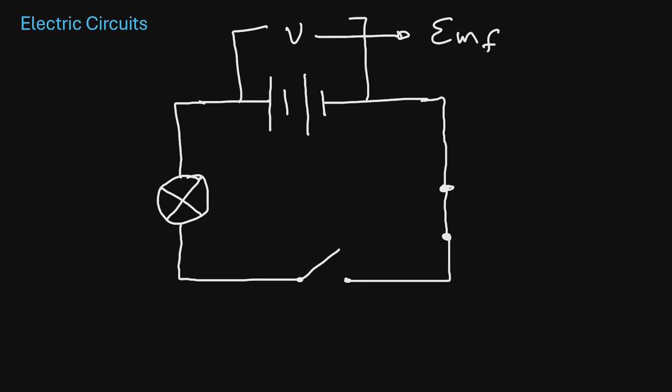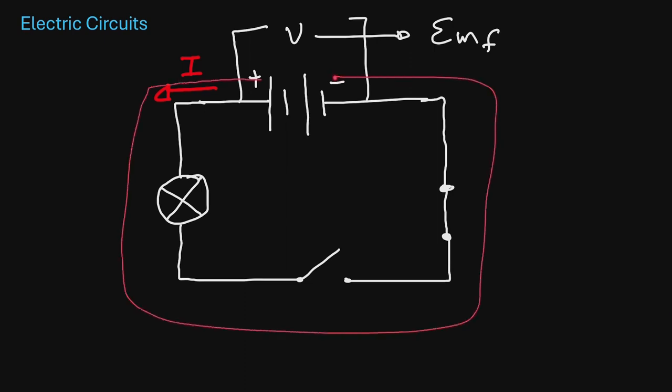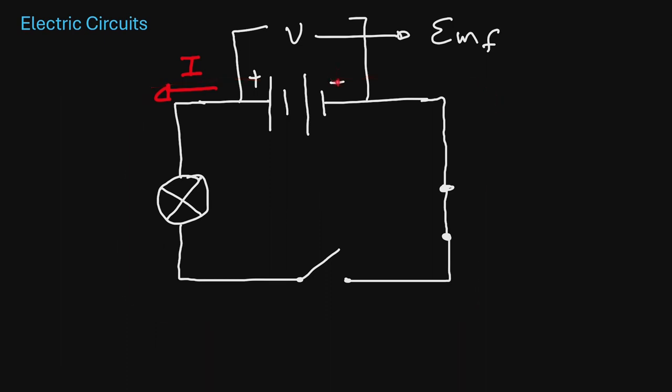Because of this battery, we are going to have the flow of charges. When the charges flow, they flow from a positive terminal to a negative terminal, and that flow of charges we call a conventional current. A conventional current flows from a positive terminal to a negative terminal. And we know that the current is the measure of how fast the charges are flowing.